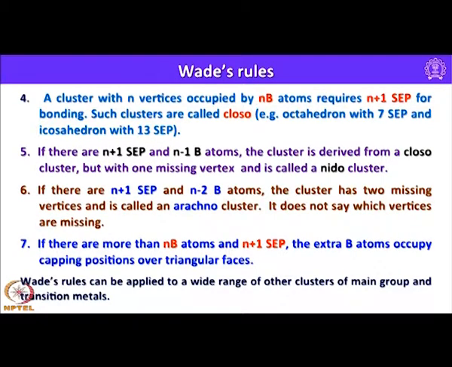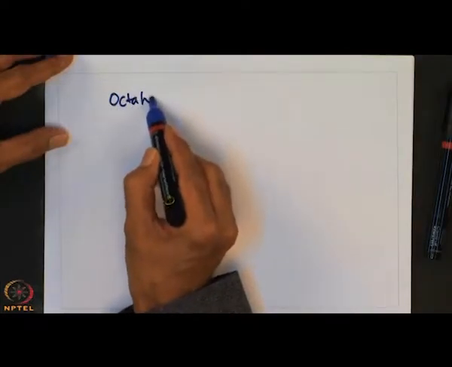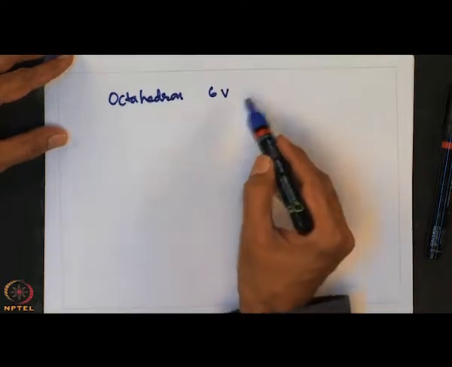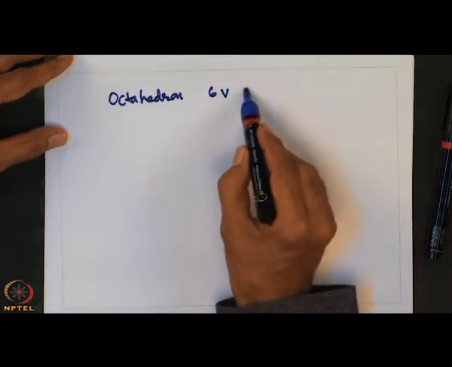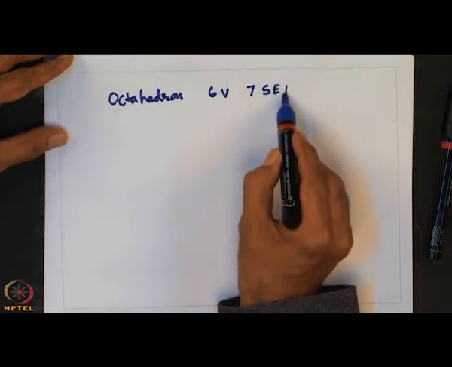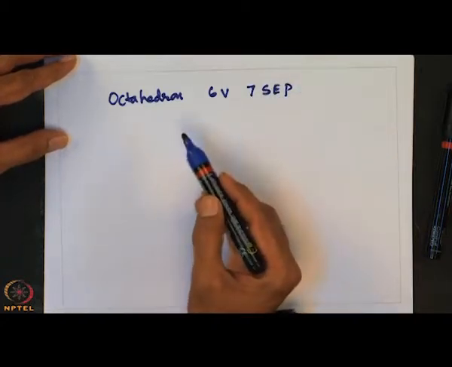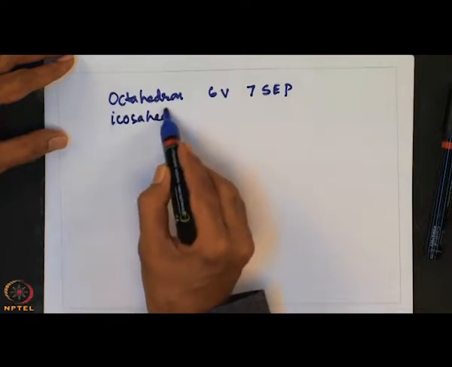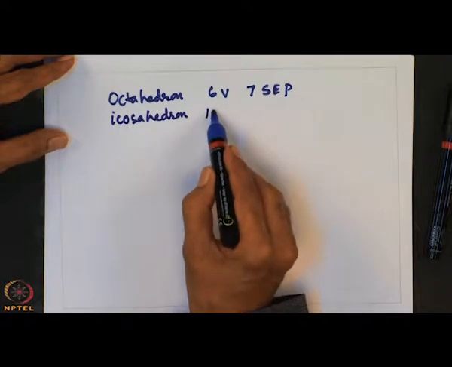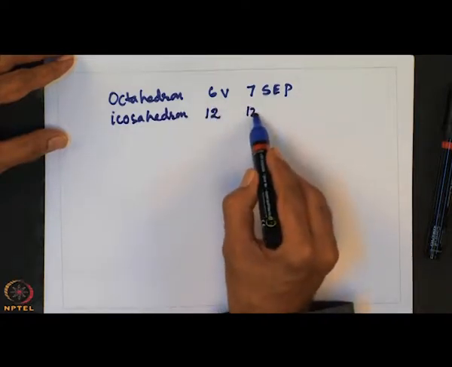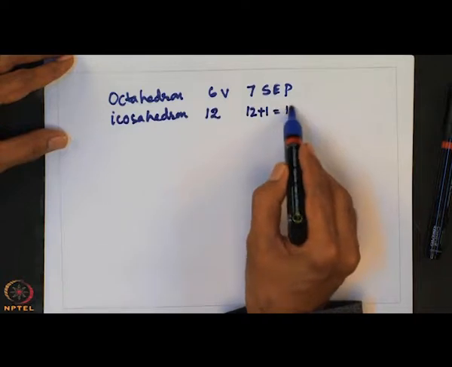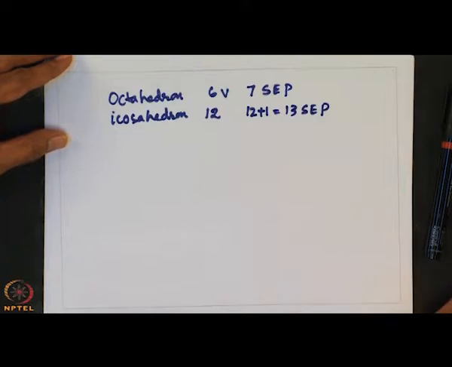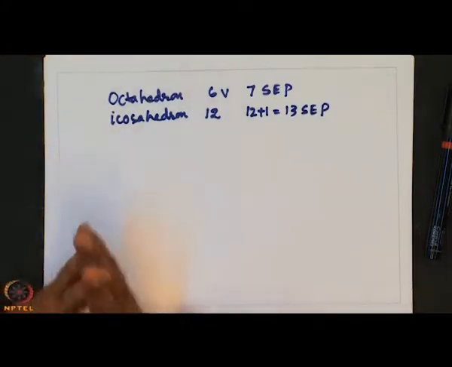In case of the octahedron, we have 6 vertices, so we need n+1, meaning 7 skeletal electron pairs. If you look into the icosahedron, we have 12 vertices, so here 12+1, that is 13 skeletal electron pairs, are required. This is how one should be able to decide the type of cluster.